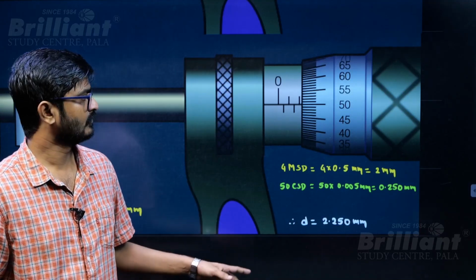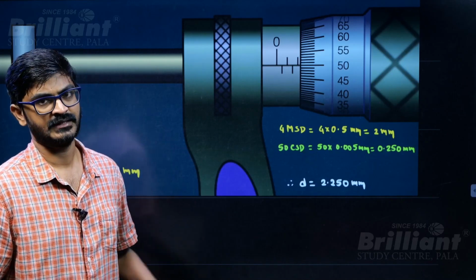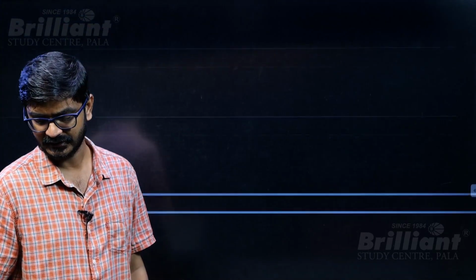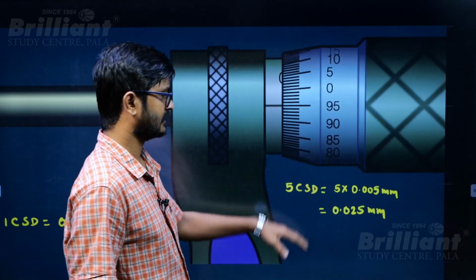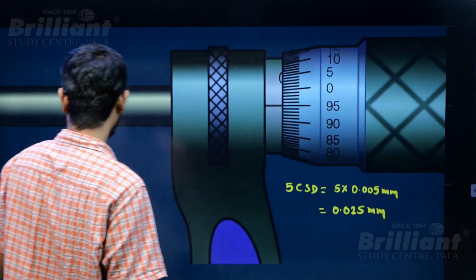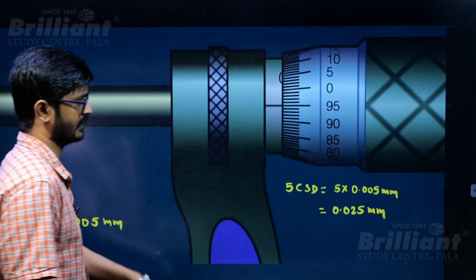So yeah, now if we put the same object, same diameter thing, which is this much, in some screw gauge which has error, I'll show you. Now this screw gauge has an error. Everything other stuff are same, like one circular scale division is 0.005 mm. We are using the same instrument, but there is an error.